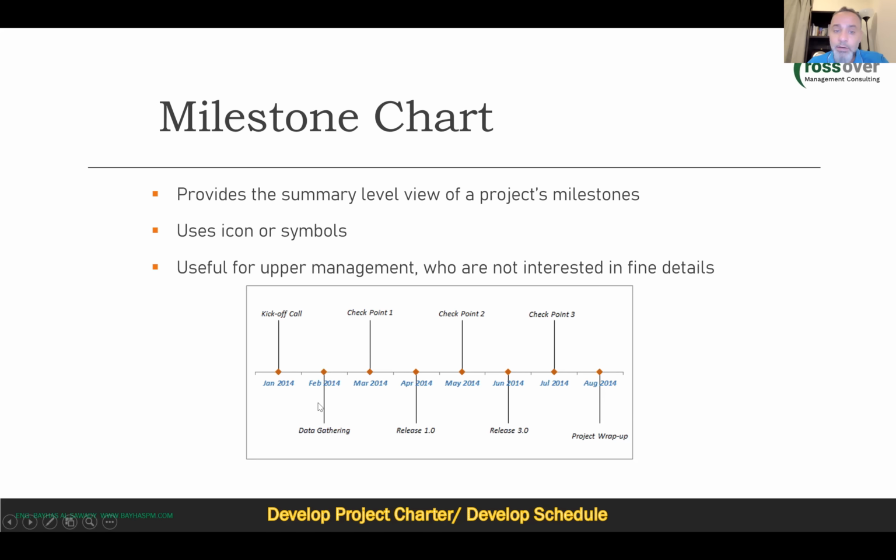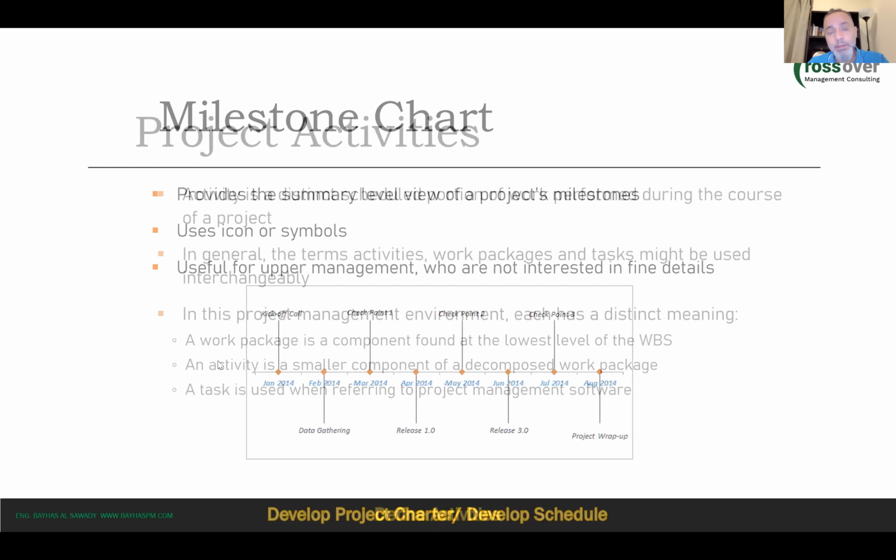So when do we end? When do we finish, for instance, the design phase? When do we finish the testing phase? When do we finish the rollout phase, and so on. This is what interests the management and the customer. So we use the milestone chart to report to the customer or to the top management.